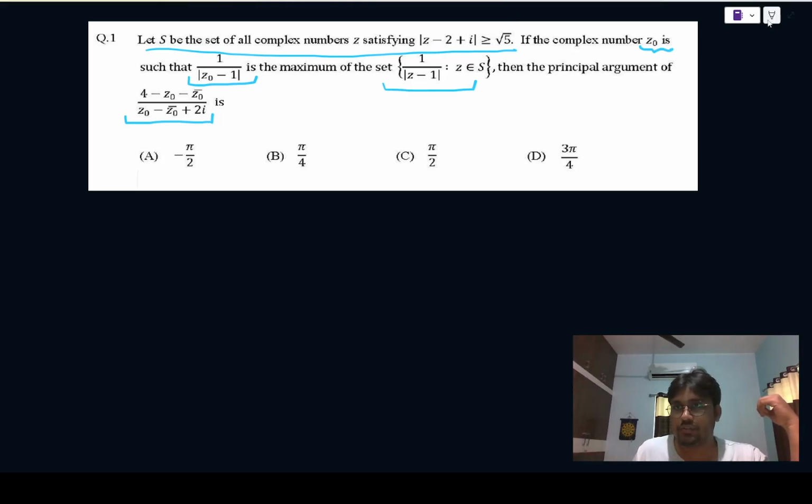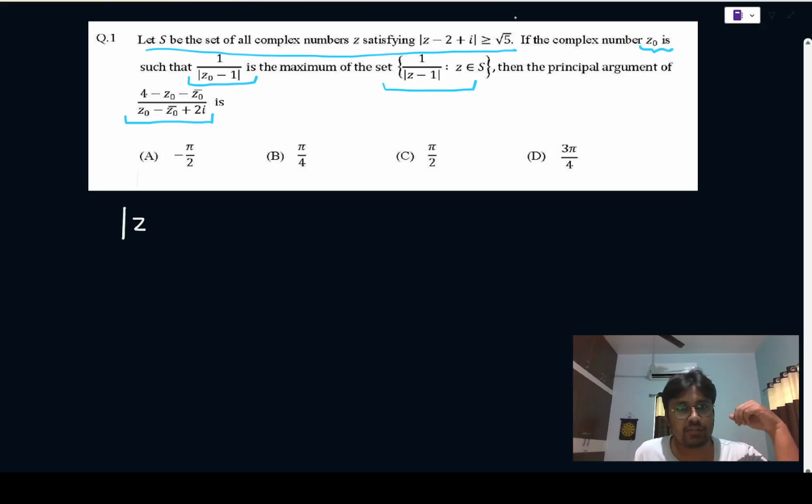Let's try to first sketch out what has been mentioned in the problem. So we can see that S is a set of complex numbers which satisfies this expression, modulus of Z minus 2 plus i is greater than or equal to square root of 5. Of course, I can rewrite this as modulus of Z minus 2 minus iota, this is greater than or equal to square root of 5.